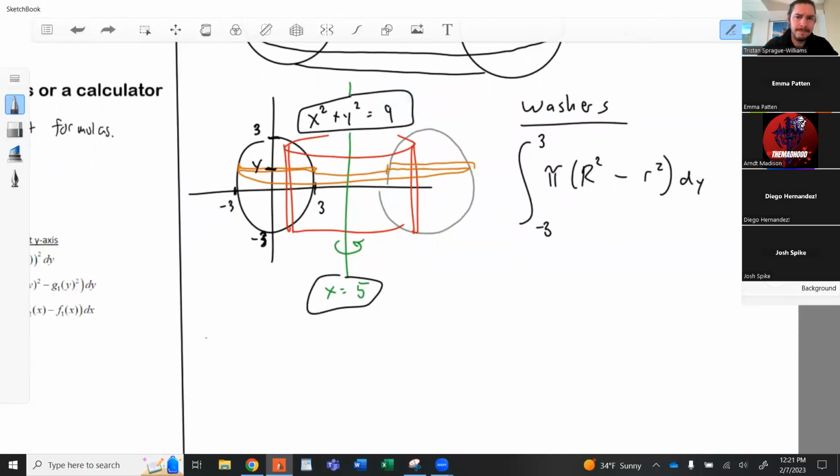If we do that, y squared is 9 minus x squared, and then y is either plus or minus the square root of 9 minus x squared, right? So this plus or minus is kind of important. The plus corresponds to one side of the circle, and the minus corresponds to the other side of the circle.